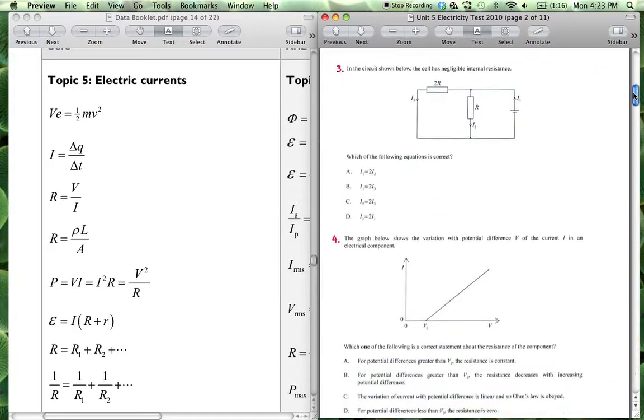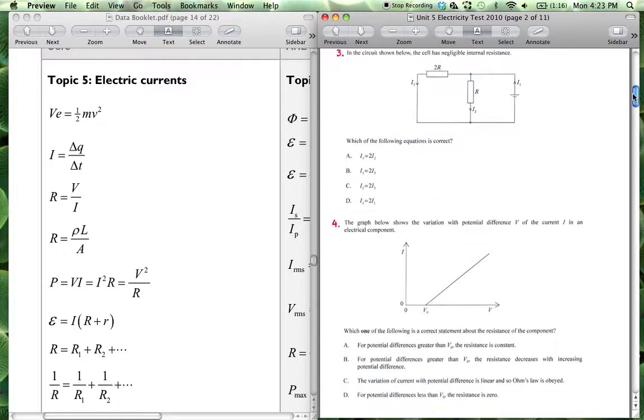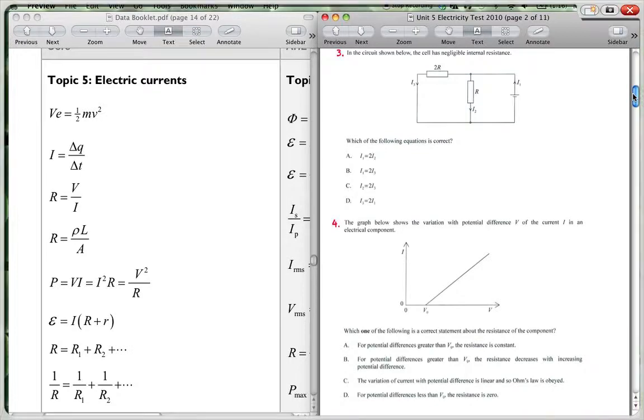Okay, going on to question 3. In the circuit shown below, the cells have negligible internal resistance. Which of the following is correct? Now, in looking at this, we notice that we have got an R and a 2R. So the current, this is I1 over here. This current is actually going to split there and there. And the proportion that it will split will be in the proportion of the resistances.